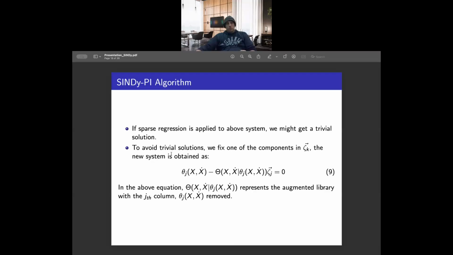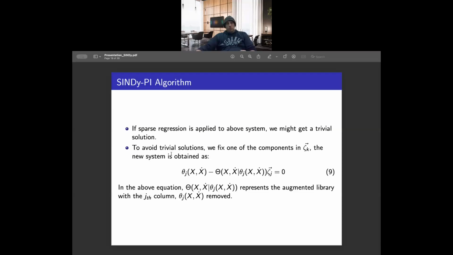The idea is that, to avoid those trivial solutions, we fix one of the components in our quotient matrix, and we remove one of those nonlinear functions which actually contains that derivative. Once we have removed it, we try to solve the system of equations given in equation 9. In equation 9, theta j is the column that we have removed from the augmented library, and this is minus times this augmented library, while we have removed that theta j containing that derivative.